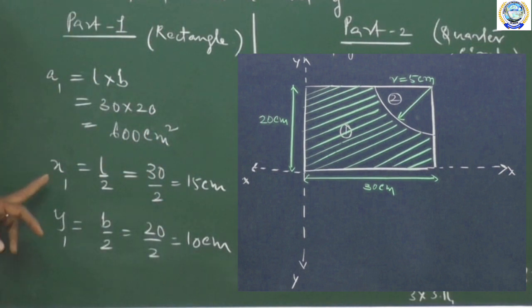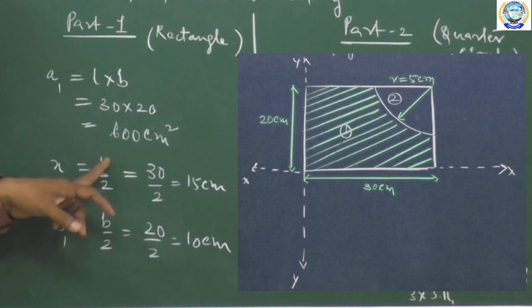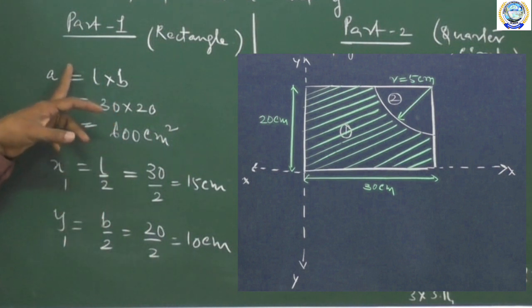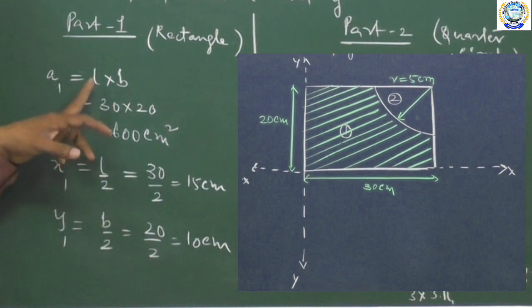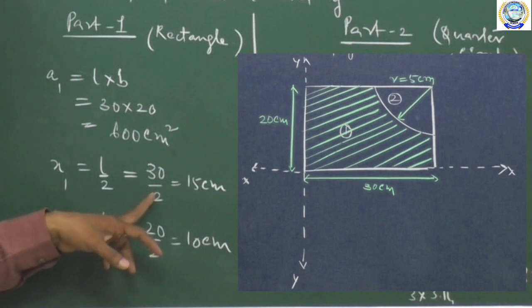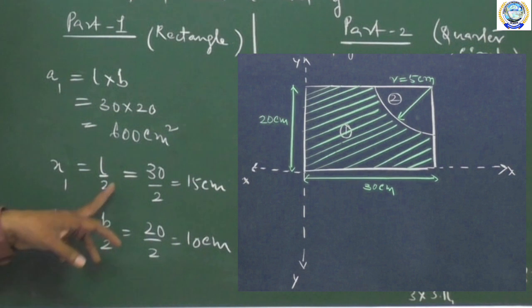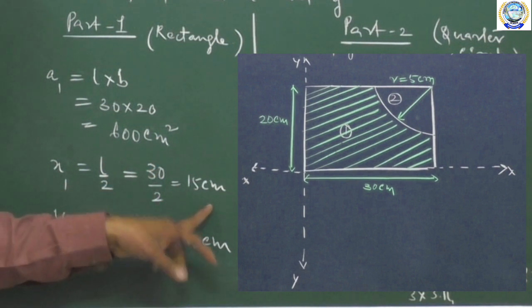So therefore, for finding the first coordinate x1, x1 is equal to L by 2. As my length of this area is 30 centimeters, bringing the length here and dividing by 2, you will get 15 centimeters. Therefore, x1 is equal to L by 2, that is equal to 30 by 2, that is equal to 15 centimeters.